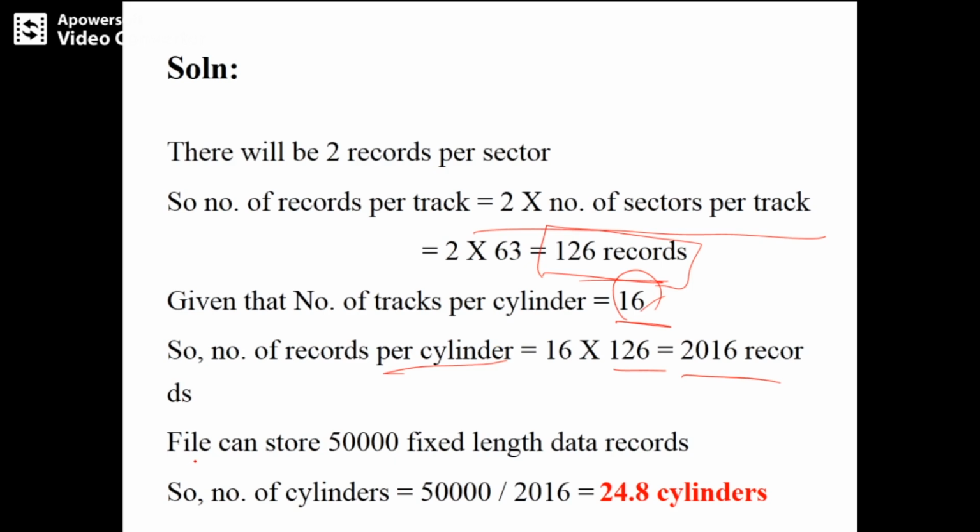Finally we can find the number of cylinders needed to store 50,000 fixed length data records, which is already given. How can you calculate that? Divide 50,000 by the number of records per cylinder, that is 2016, and you get 24.8 cylinders, so approximately 25 cylinders are needed. So this is about the problem.